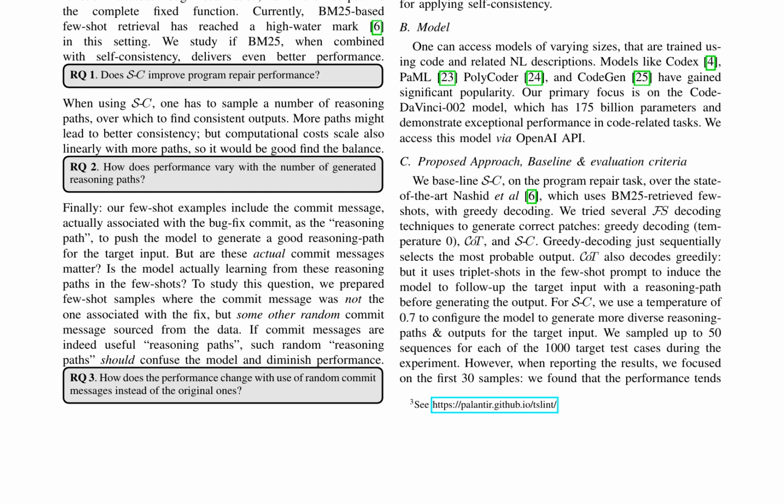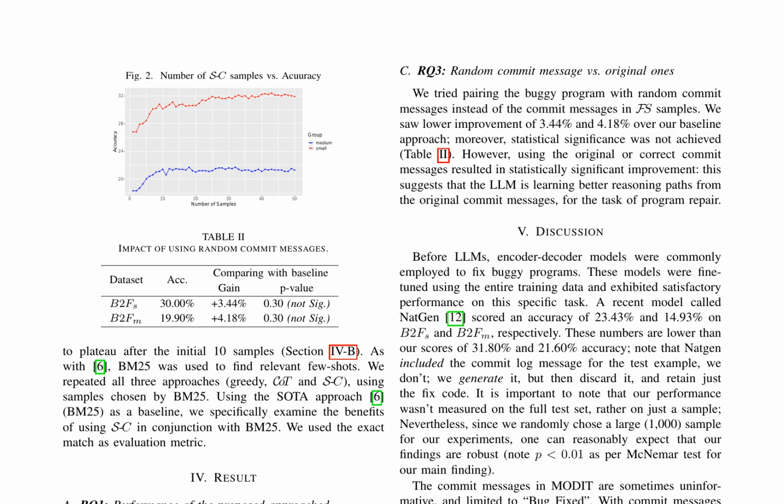This study demonstrates the effectiveness of leveraging commit messages as reasoning paths in program repair tasks and highlights the potential for further improvement by optimizing the number of generated reasoning paths. The proposed approach, CoT and SC, demonstrates superior performance in the program repair task when compared to a baseline using BM25 for selecting few shots.